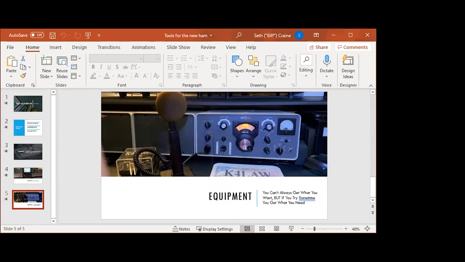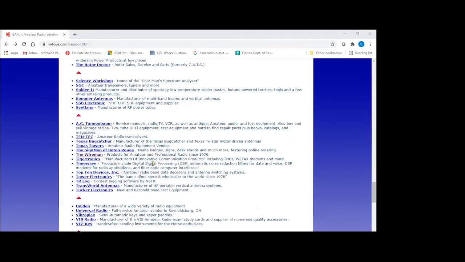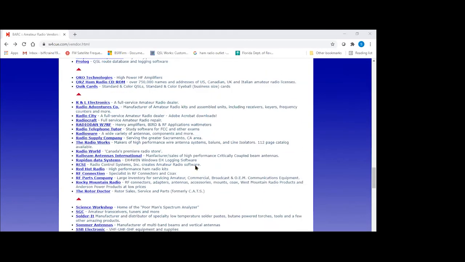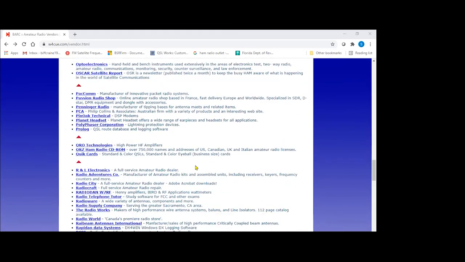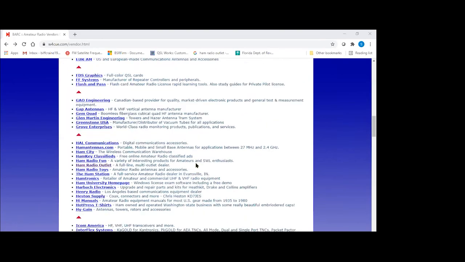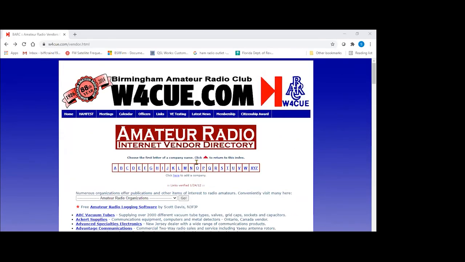Now, there are some other things about equipment that I want to talk about before we get off to our question and answer period. First, let's talk about the equipment acquisition. What you see up on the screen now, I hope, is a list of websites that the Birmingham Amateur Radio Club put together. And this was a number of years ago.